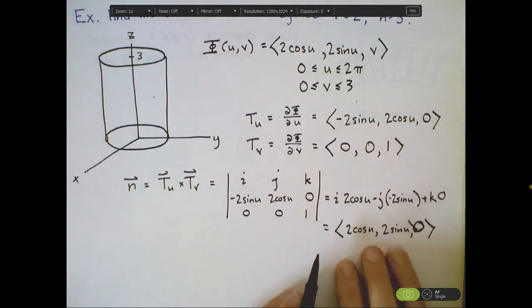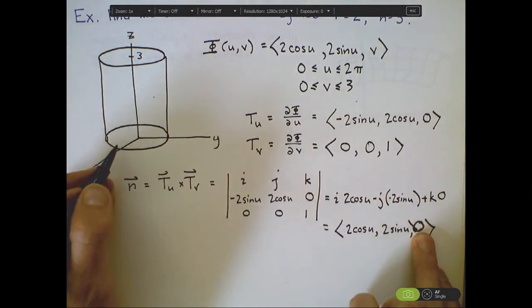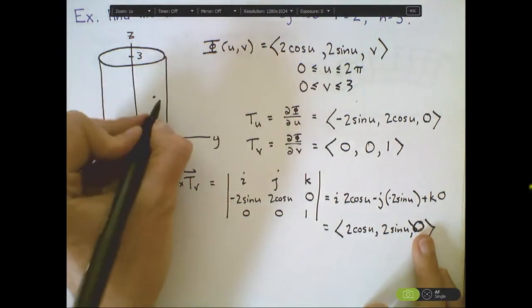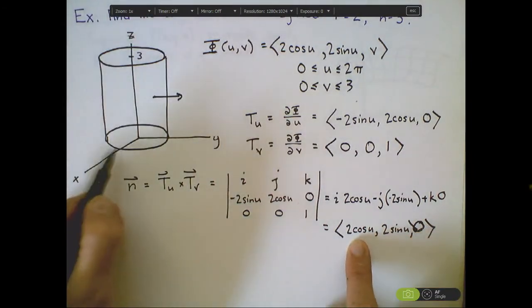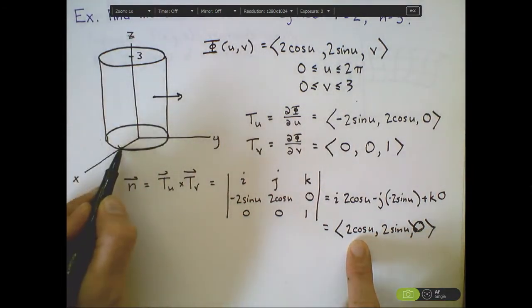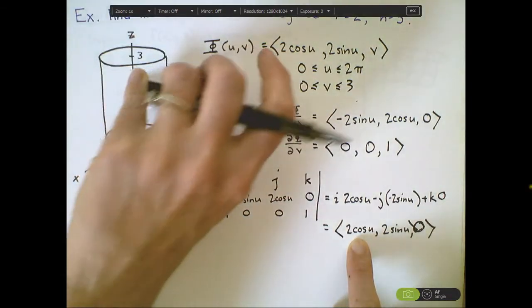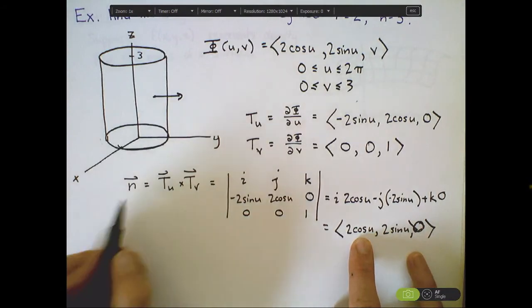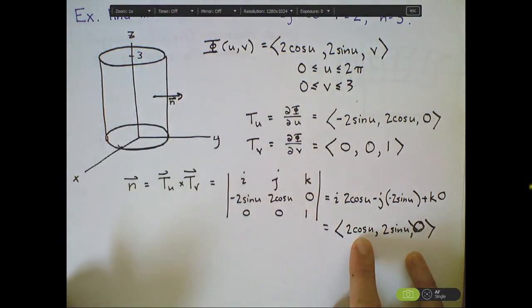And geometrically, this sort of makes sense. If I think about it, the 0 in the z component means that my normal vector is not going to be pointing up or down at all. It's just going to be pointing out. And as I move around the edge of this cylinder, the outward pointingness is going to change in a circle. And so that makes sense geometrically that my normal vector n is pointing out from the surface.